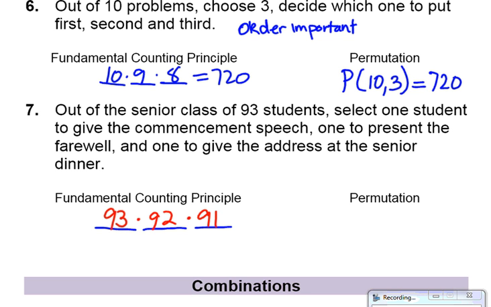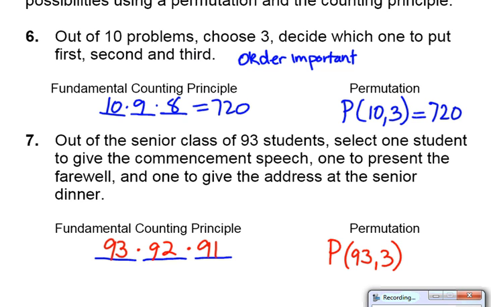And if I'm going to do it with a permutation, again, order's important, so I use a permutation. I have 93 to choose between, and I'm choosing 3 of them to go in those spots. All right, so we will, again, put these in your calculators to find out what those numbers are and see if they're the same.